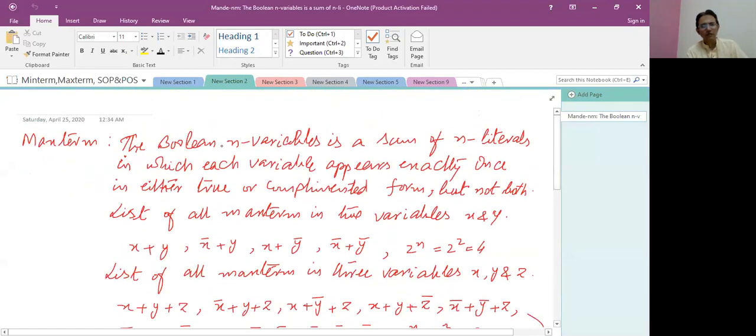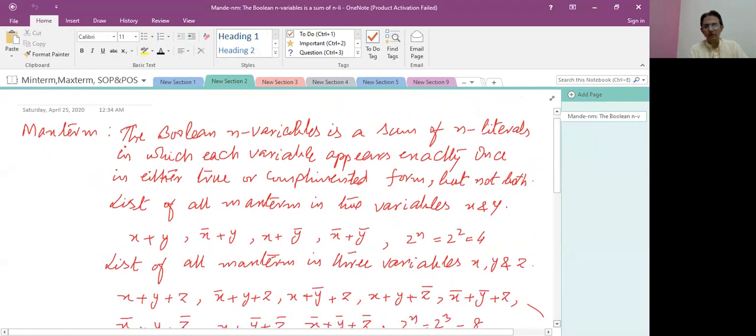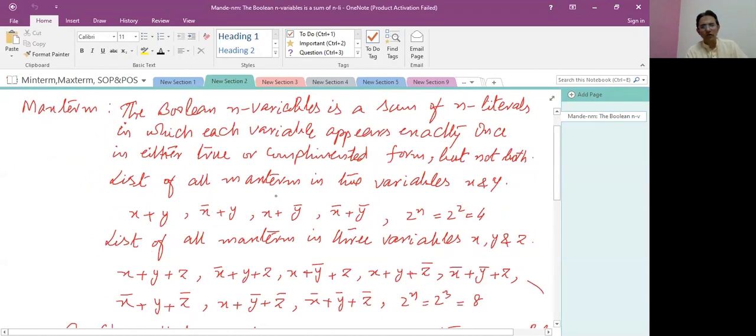What is a maxterm? A Boolean expression of n variables is a sum of n literals in which each variable appears exactly once in either true or complemented form, but not both. So the list of all maxterms. Maxterm means when the variables are in addition form. So in two variables x and y, we apply the formula 2 raised to the power n. It means when we consider two variables, it has four values in maxterm. So x plus y, x complement plus y, x plus y complement, x complement plus y complement.